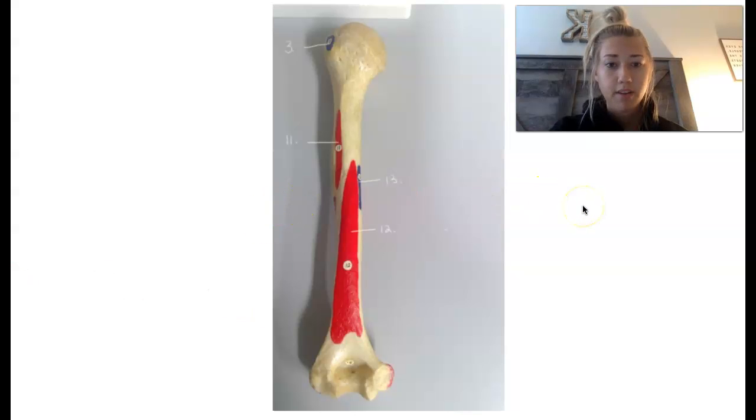So then on the posterior side of the humerus, we have the ulna here. Number 3 is going to be the insertion for the teres minor. Then we have 11 is going to be the origin of the lateral head of the triceps. 13 is going to be the insertion for the coracobrachialis, and 12 is going to be the origin for the medial head of the tricep.